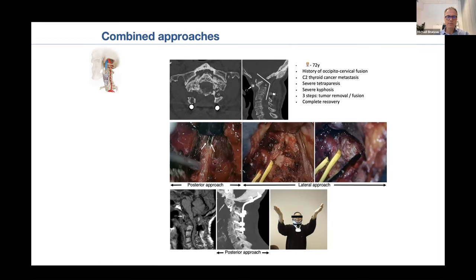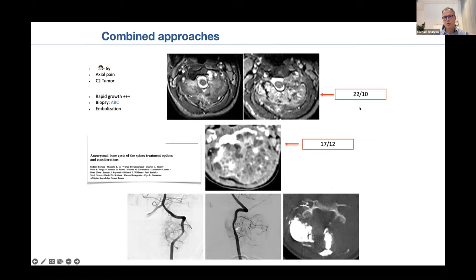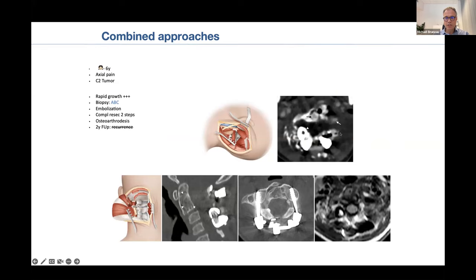This combined approach was also used for this young patient, 6 years old. This is a giant cell tumor. You see the situation on 22 October, and 6 weeks later, you see how the tumor was growing. The tumor was preoperatively embolized. Through the lateral approach, the component which is laterally located was resected.